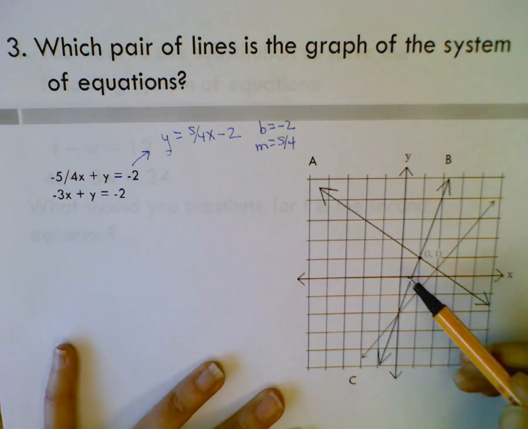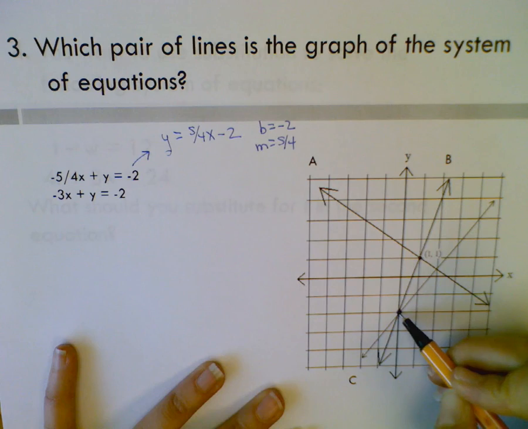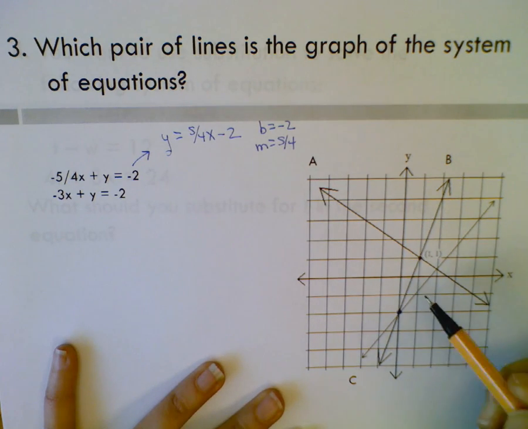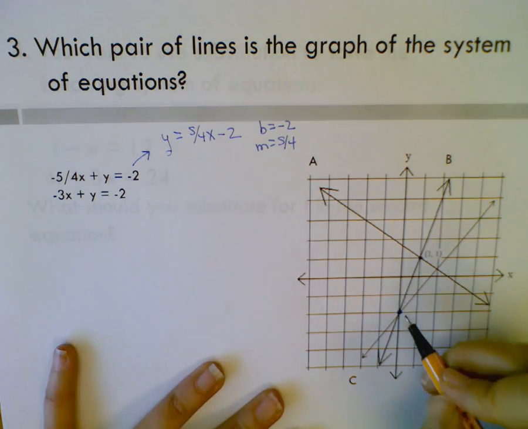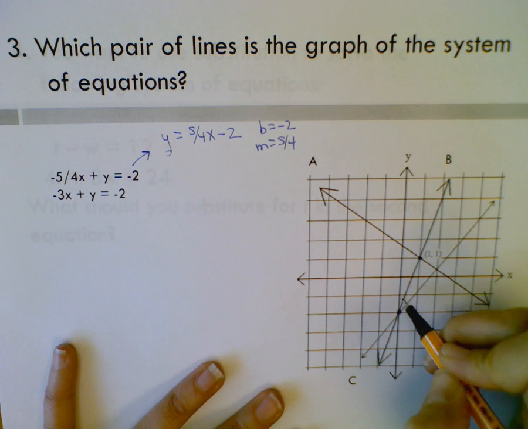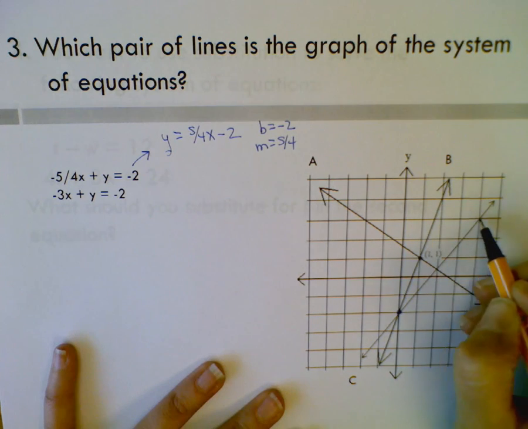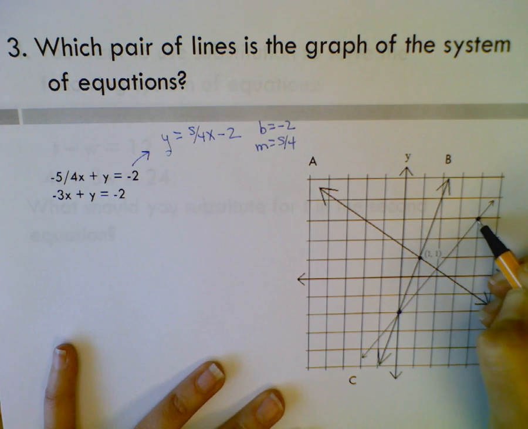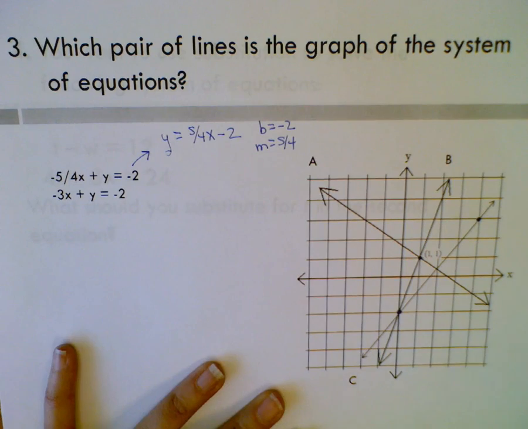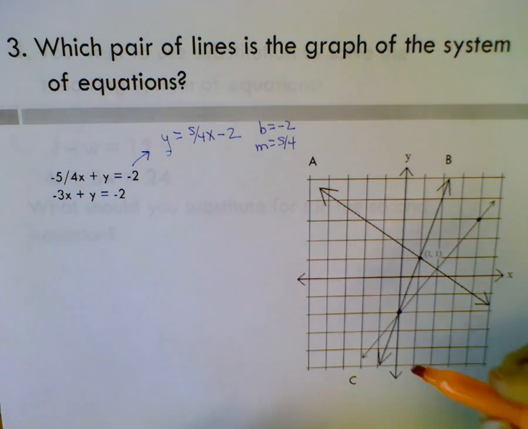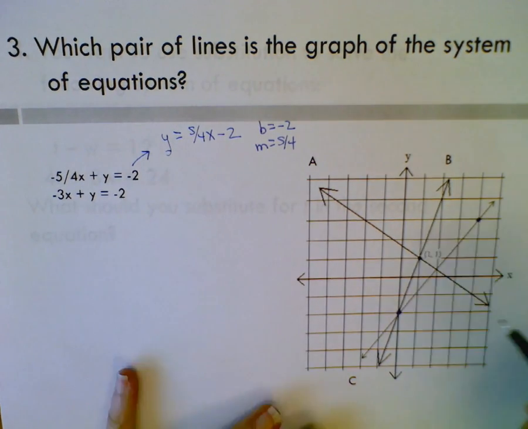Well, intercept of -2, that's right here. So now I'm down to one of these 2 lines with a slope of 5/4. So if I go up 5, 1, 2, 3, 4, 5, and over 4, 1, 2, 3, 4, that lands me right there. So both of those points are on line C.